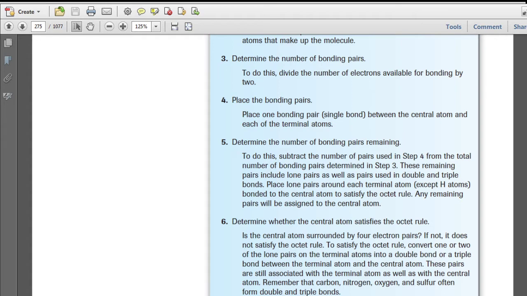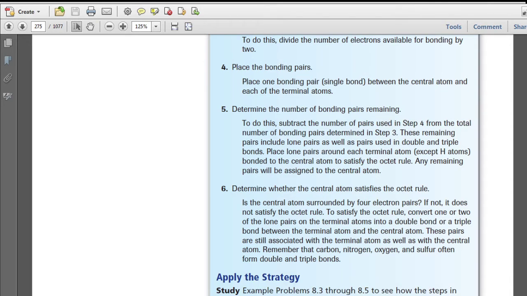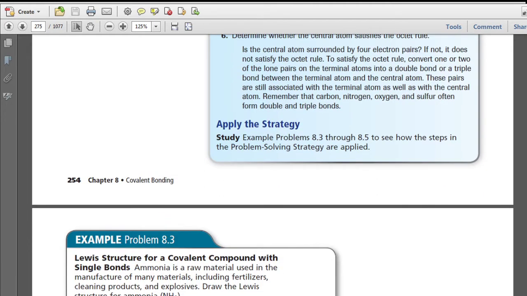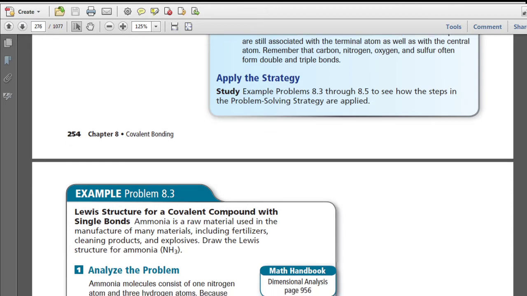Once you determine how many remain, you probably have to go back and ask yourself, does this satisfy the octet rule? Do you have to add lone pair electrons on some of these terminal atoms or the central atom, or do you have to use double and triple covalent bonds to make this happen? Step 6 is determine whether the central atom then satisfies the octet rule. Right? And the name of the game is always to have that octet. That's why these atoms are sharing these electrons, so that they can be satisfied like a noble gas.